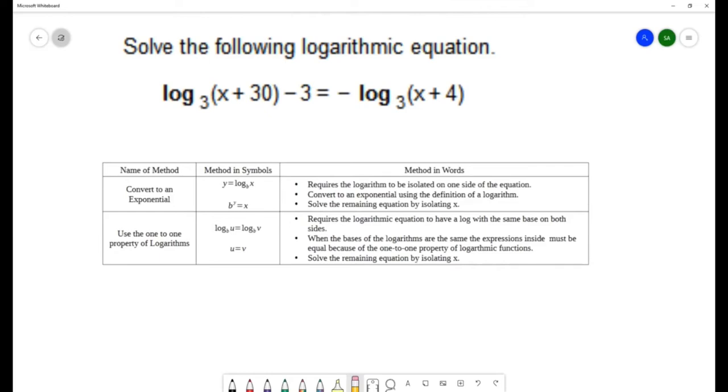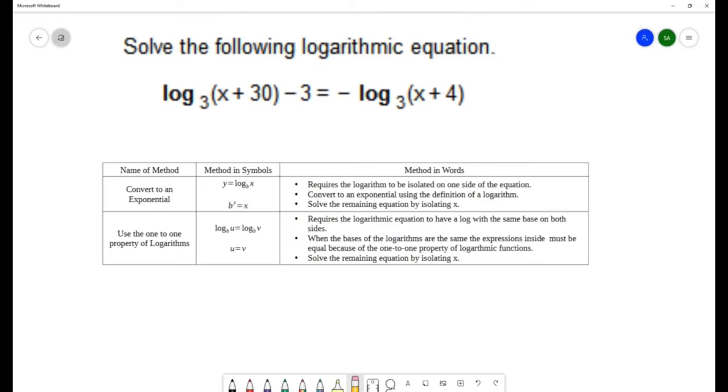In this method of converting to an exponential, we would have an equation with a log only on one side of the equation. And then we rewrite that log as an exponential. Looking at this example, I can see that I have a log on the left and a log on the right, so it doesn't really seem to match the first one.